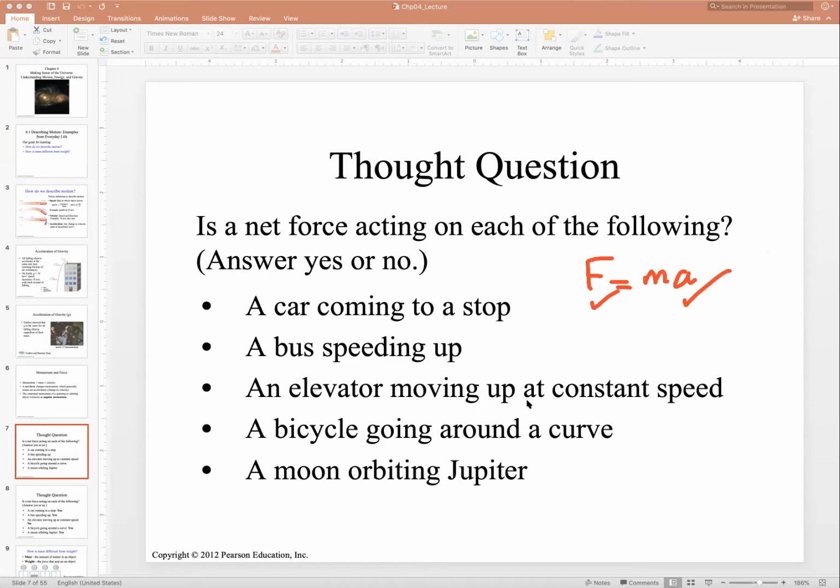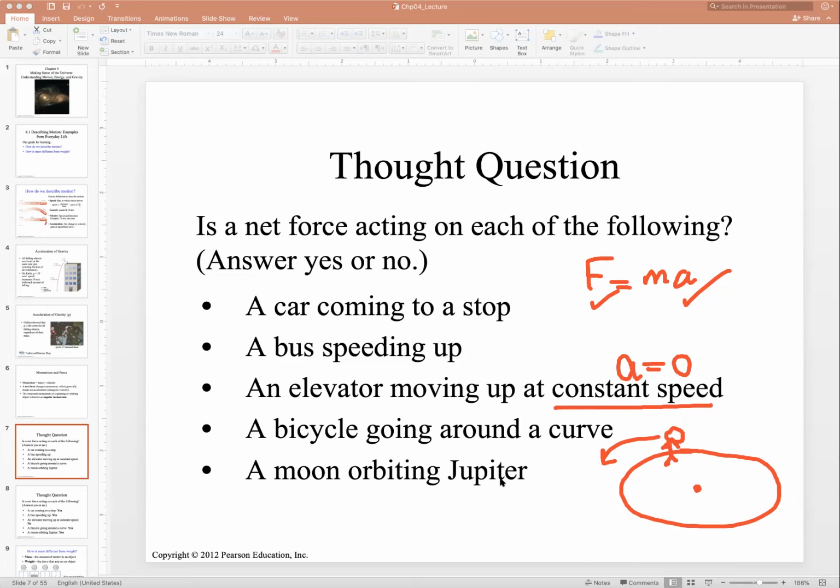An elevator moving up at a constant speed. At a constant speed, acceleration is 0. You're not accelerating. So if there's no acceleration, there is no force. A bicycle going around a curve. Or somebody going around a curve, circular motion, right? This could be the same for a kid on a merry-go-round in the park, in the playground, right?